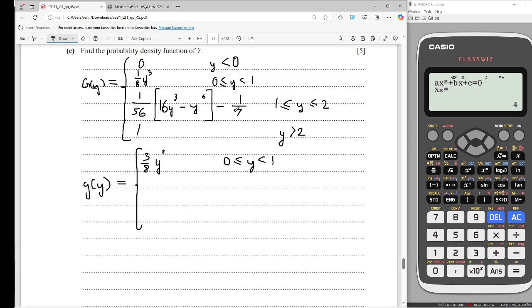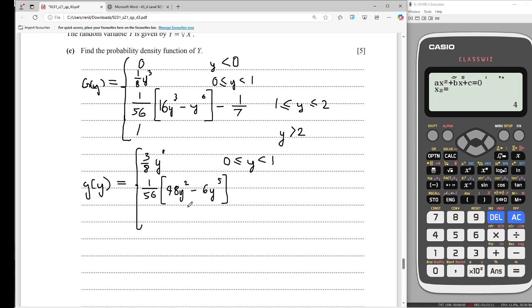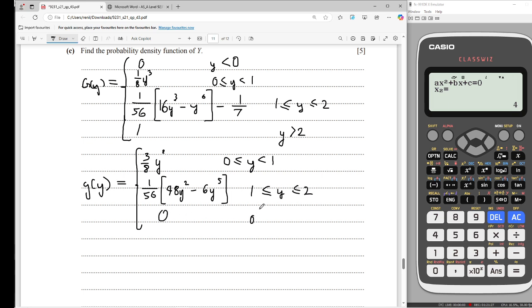Next we need to work on this right here. So 1 by 7 just gets kicked out because it's a constant. We can still factorize 1 by 56, and over here it's going to be 16 times 3, which is just 48 y squared minus 6 y to the power 5. If you want, you can factorize this further, but it's not really necessary, so you can just leave it like this, with 0 otherwise.